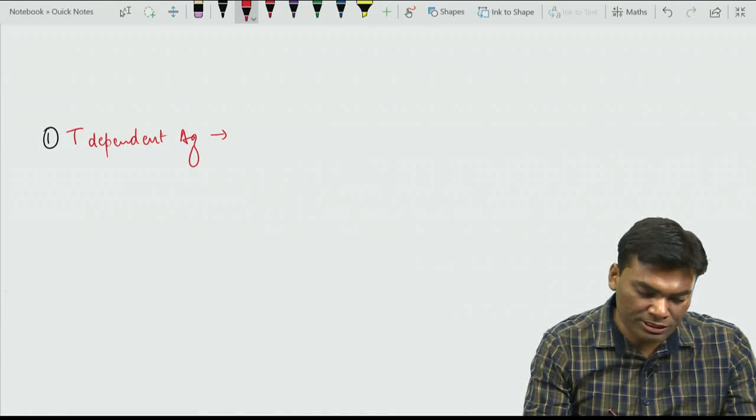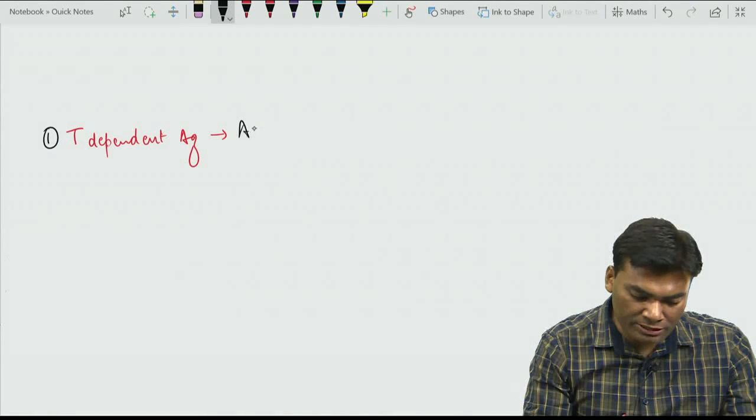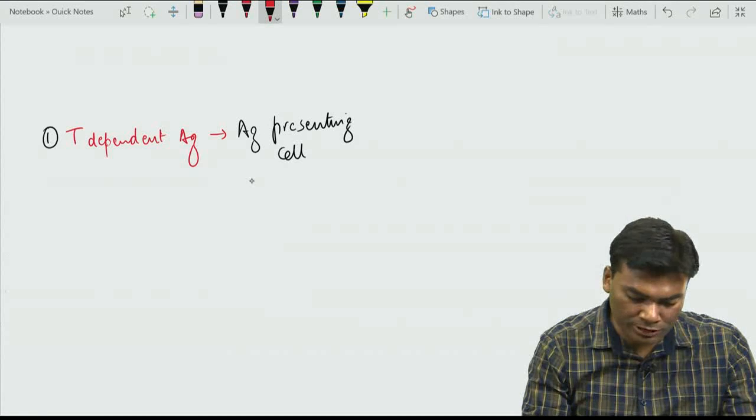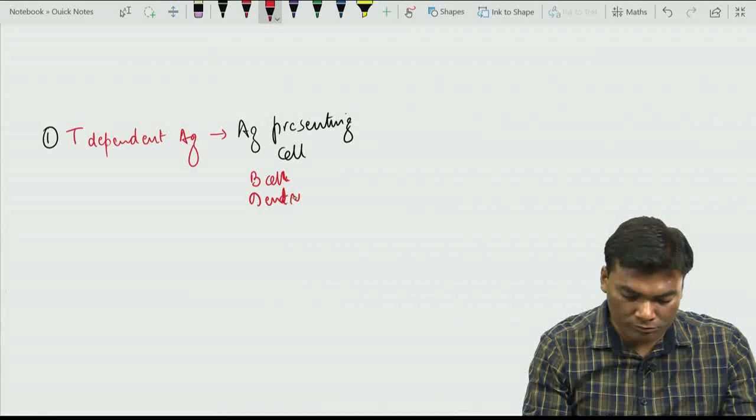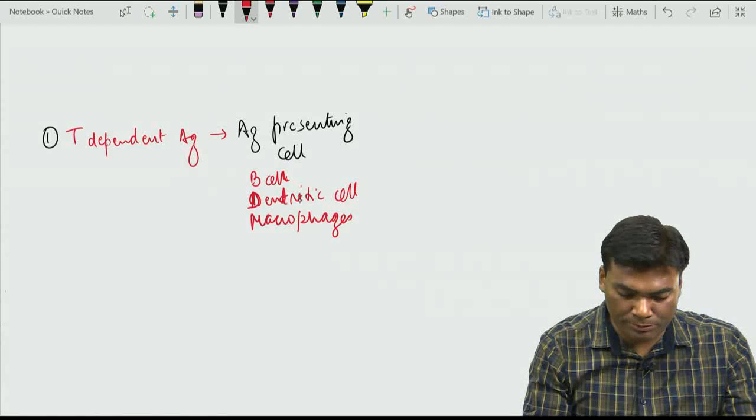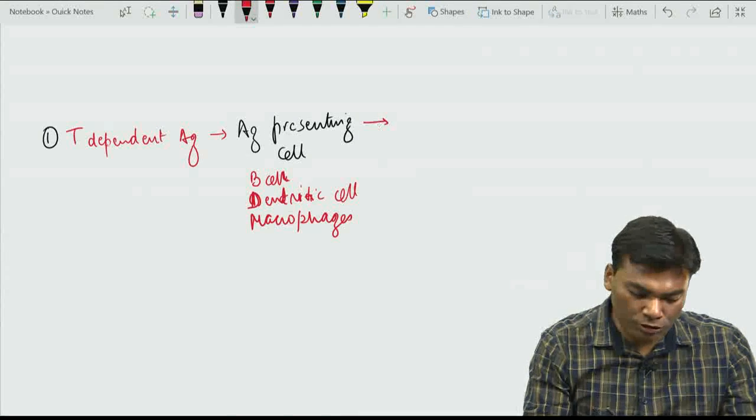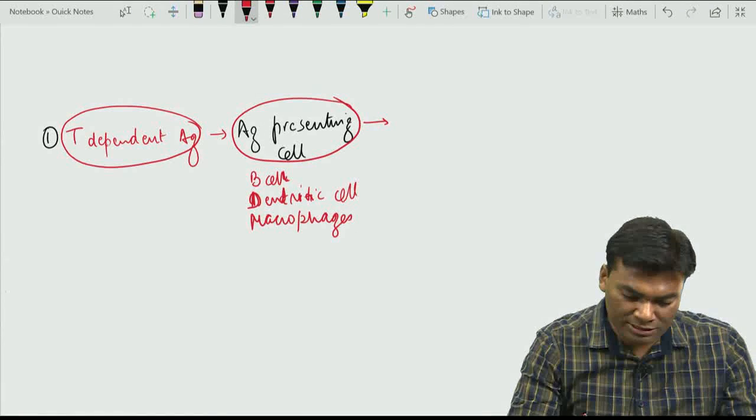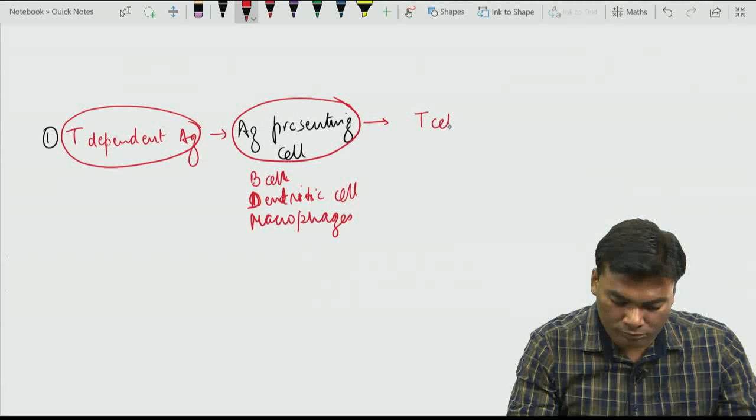Then the next step in this T dependent antigen is that this antigen goes to the antigen presenting cell. This antigen presenting cell can be of three types. They are B cells, dendritic cells and macrophages. These are the main antigen presenting cells. The third concept here is that the antigen presenting cell takes this to the T cell.